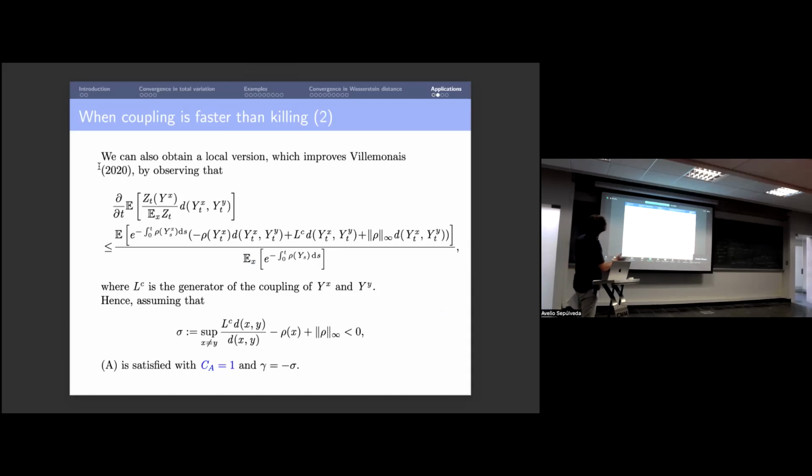We have versions that are a bit less strong, that are some sort of local, and that deal with the generator of the coupled process. So I'm not going to describe that, but it's related also to comparing the coupling rate and the killing norm.